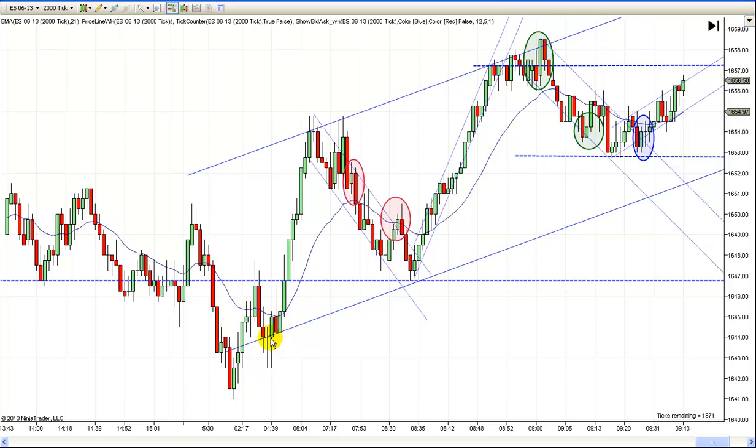This would have been your signal bar, but even here, I probably would have kept my stop below this bar. That's the safer one, but at the very least, it's got to go below that bar.